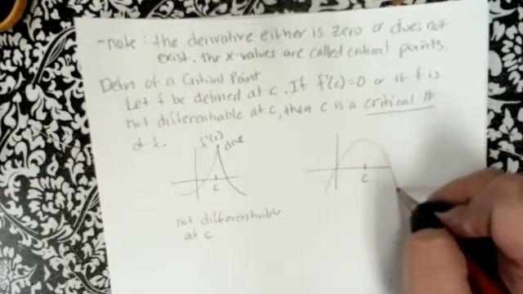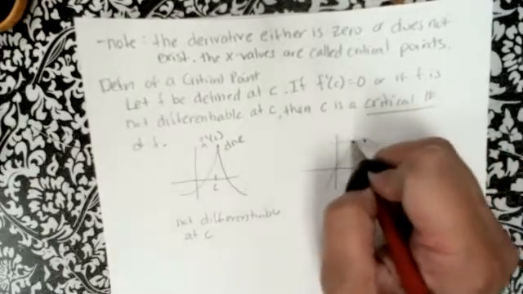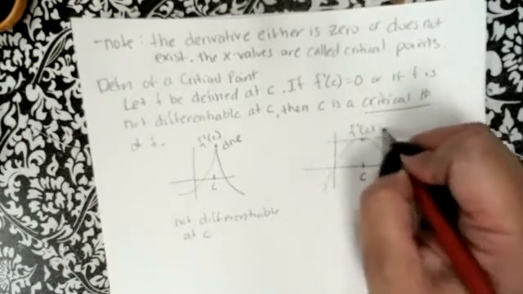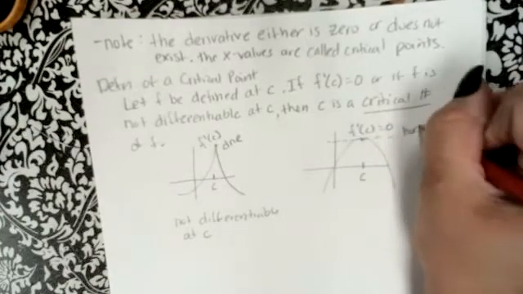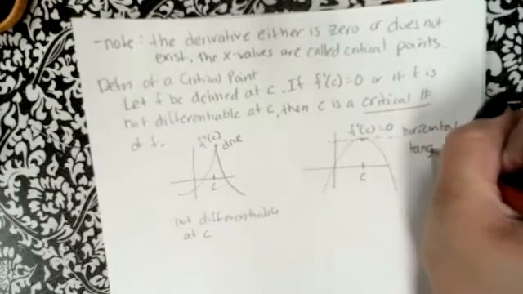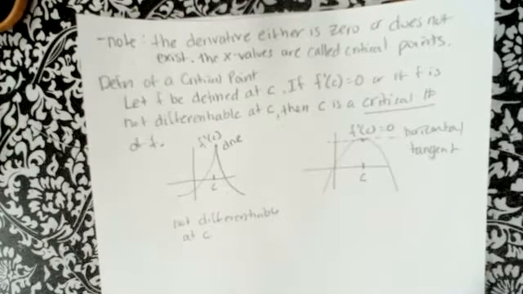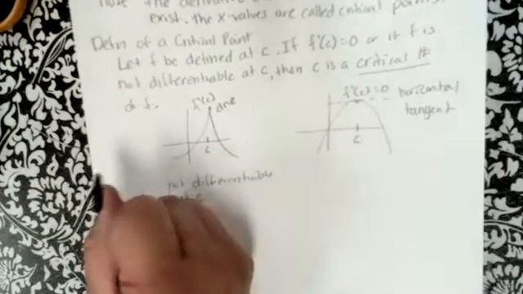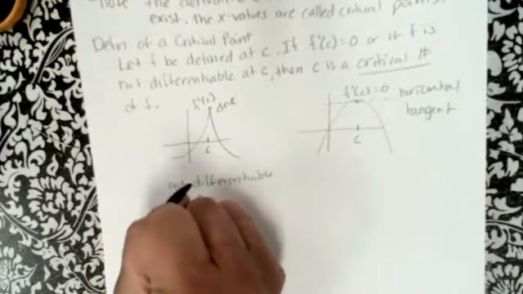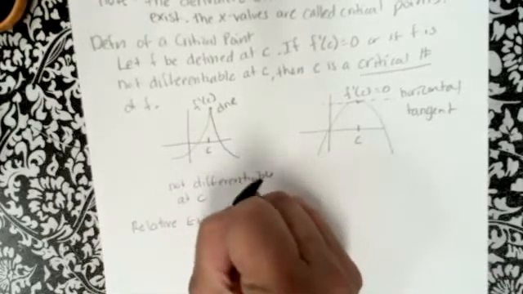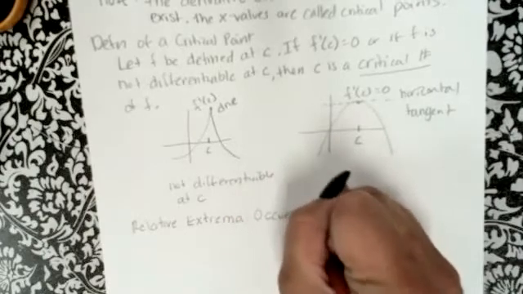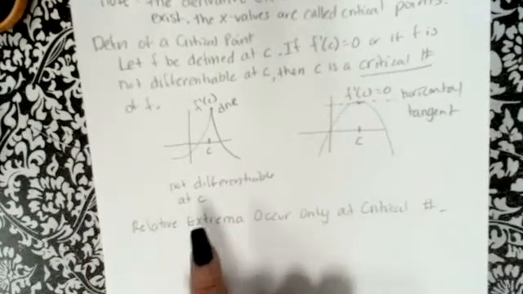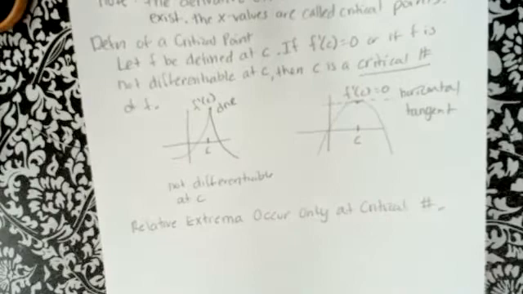If this is your graph, well, guess what? I have a horizontal tangent. The derivative at c equals 0. I have a horizontal tangent. This one has a critical point. Relative extremas only occur at critical points.